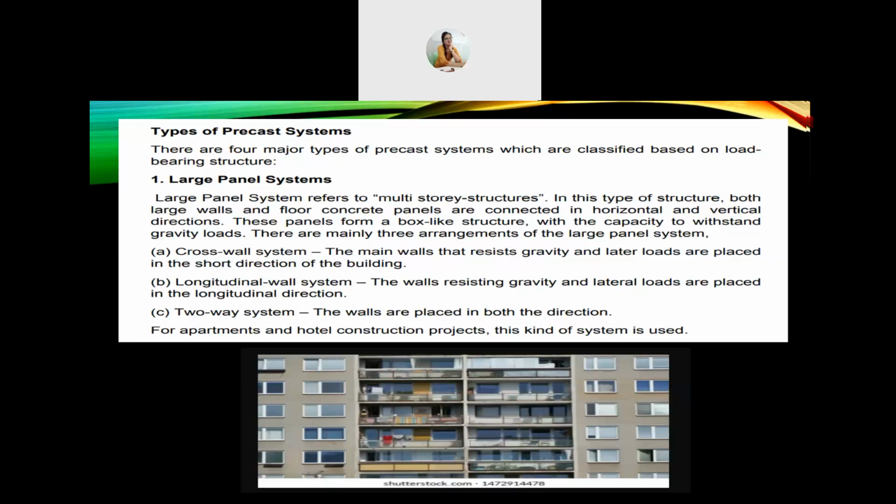There are mainly three arrangements of the large panel system. Number one, cross-wall system. The main walls that resist gravity and lateral loads are placed in the short direction of the building. Number two, longitudinal wall system. The walls resisting gravity and lateral loads are placed in the longitudinal direction. Number three, two-way system. The walls are placed in both directions. For apartments and hotel construction projects, this kind of system is used.